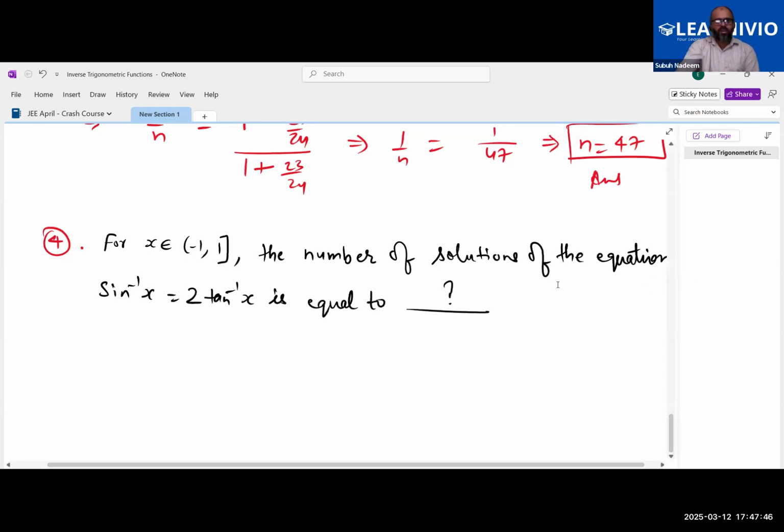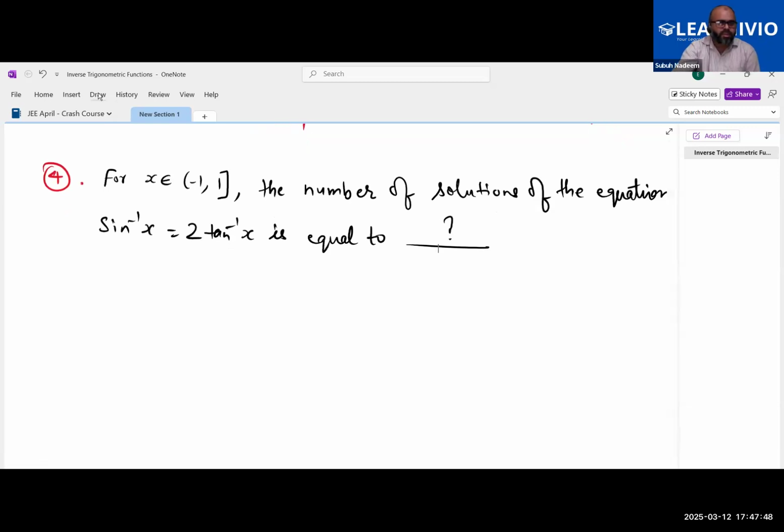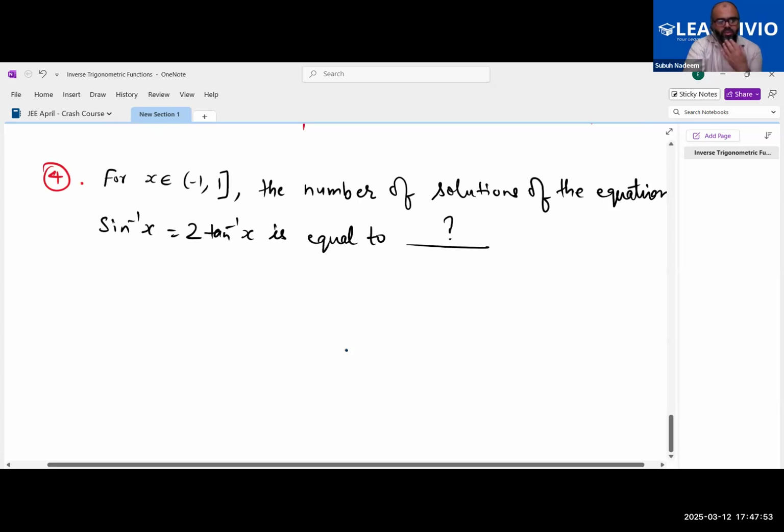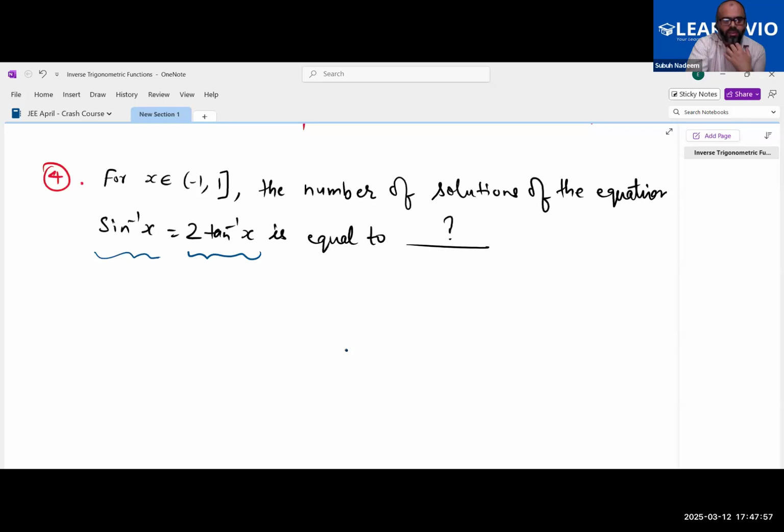So here again, let me give you one hint. This is sin inverse x is equal to 2 tan inverse x, and x is between -1 and 1, where -1 is not included, but 1 is included. So the first task is to change this 2 tan inverse x into the form of sine inverse. How can we do that? That you have to think.